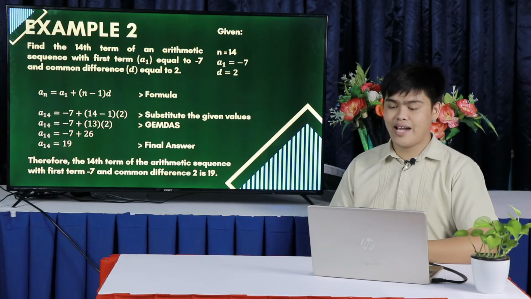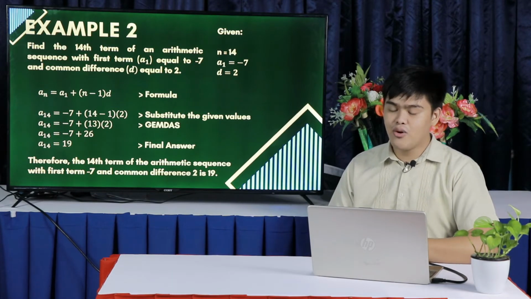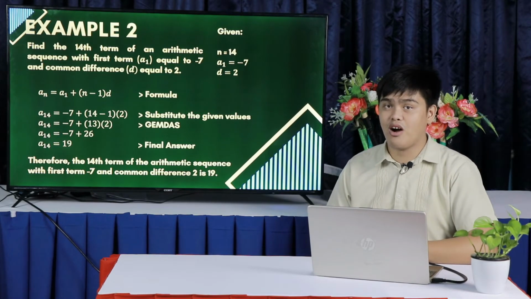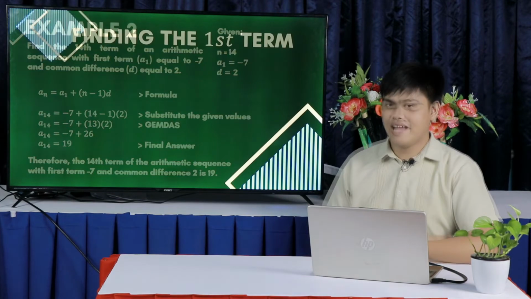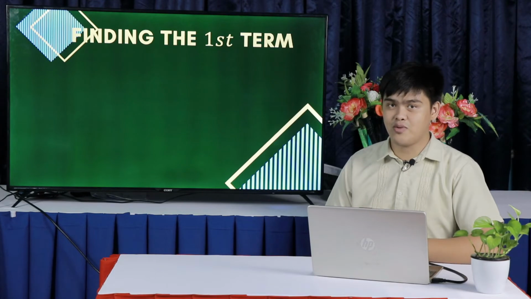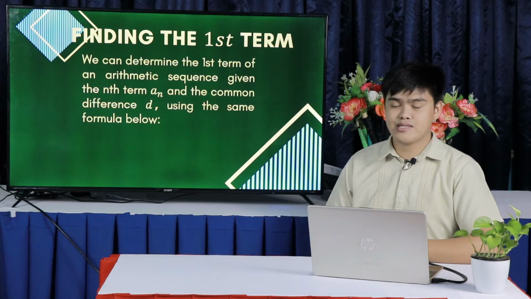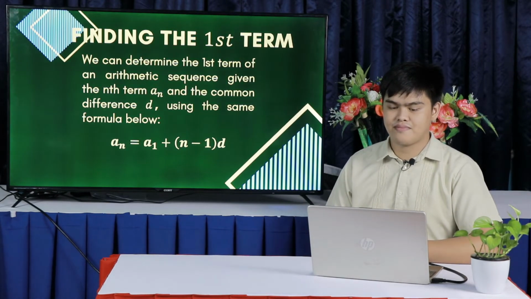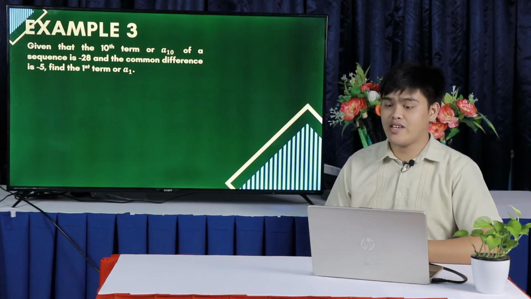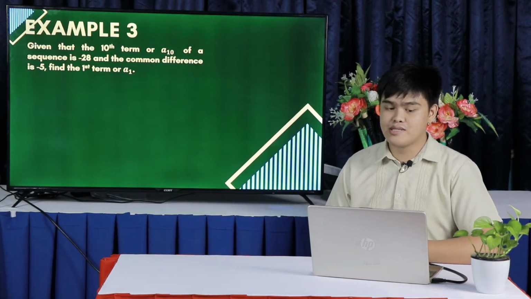If your answer is correct, congratulations! You already understand the basic formula for getting the nth term of an arithmetic sequence. Now, what if what is missing is the first term of a sequence? Let us tackle this next example. Given that the 10th term or a sub 10 of a sequence is negative 28 and the common difference is negative 5, find the first term or a sub 1.